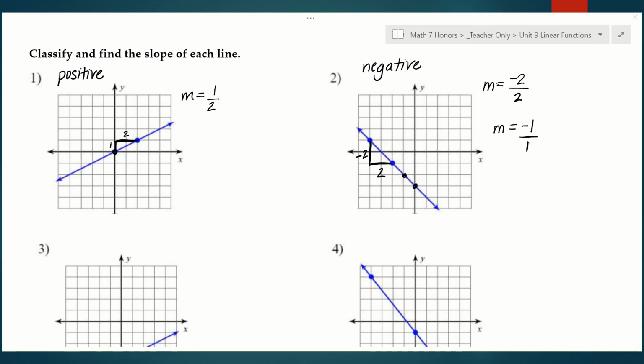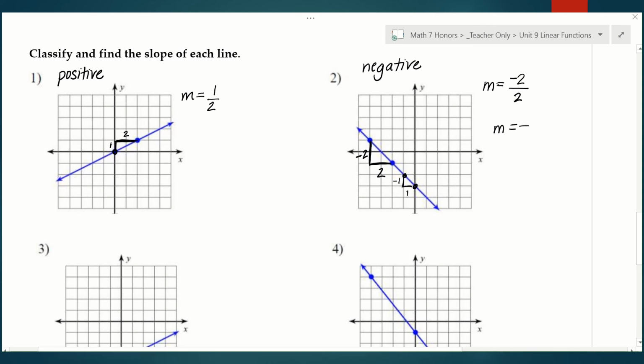Well, if I look, I'm going to go down 1, over 1 to get to the next point. So -1 over 1, which is my slope. So it doesn't matter what 2 points you pick on that line, you're always going to get the same slope.